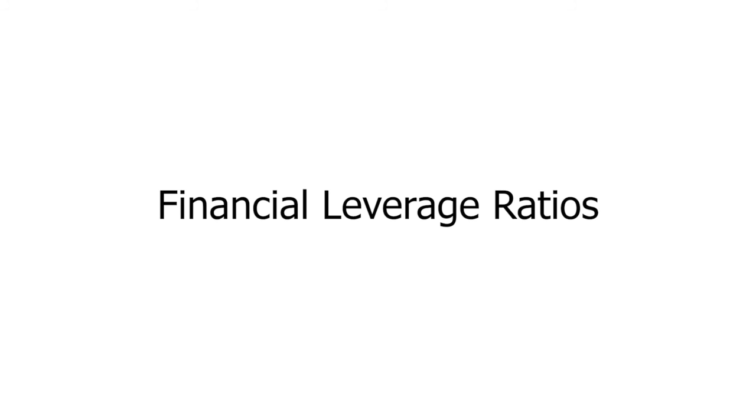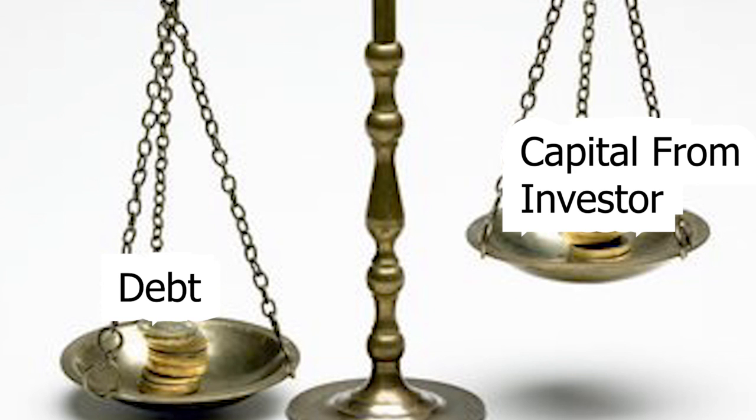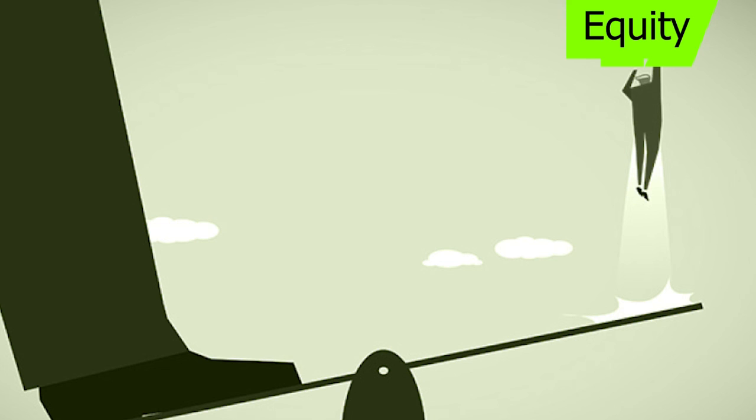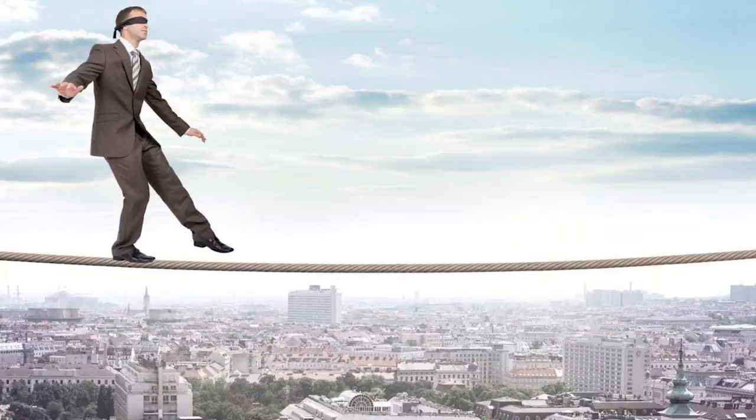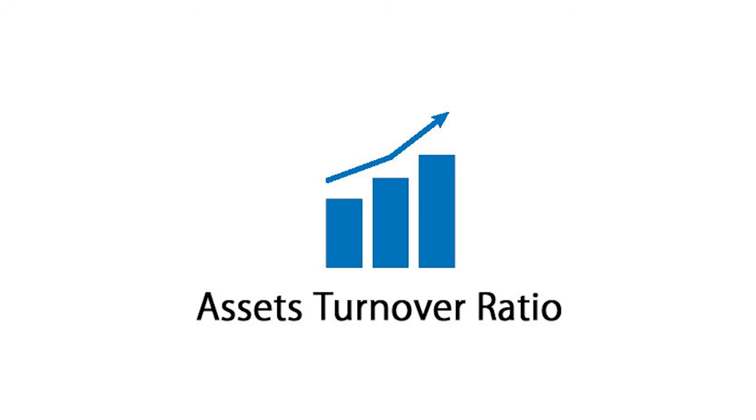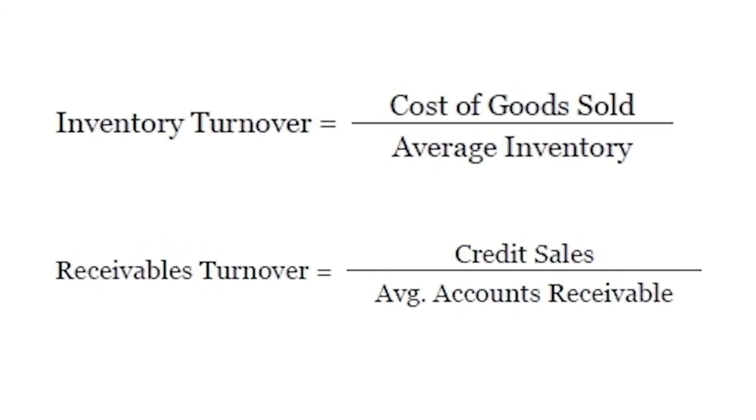Financial leverage ratios express to what extent a company is using debt instead of shareholder investment to finance its operations. The more leveraged a company is, the higher return on equity it will be able to provide to its shareholders. However, increasing debt financing can drastically increase the business risk level. Asset turnover ratios seek to show how efficiently a company uses assets. Inventory turnover and receivable turnover are the most important turnover ratios.